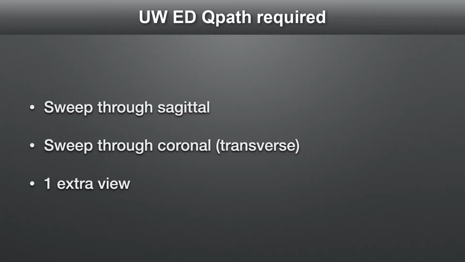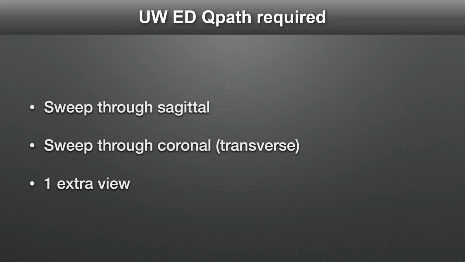For QPath, for credit for the scan, you want to sweep all the way through, so you basically need at least 2 clips and 1 freeze frame. You want to have 1 clip all the way through sagittal and 1 clip all the way through the coronal view, so both directions. And then some extra view, whether that be a clip or a freeze frame, and we'll talk about those in a little bit.